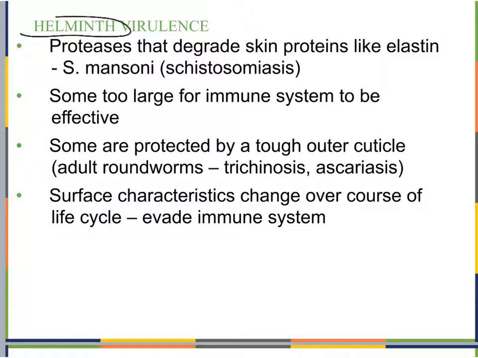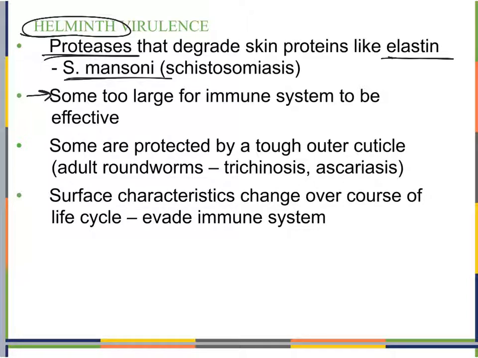So then if we look at some helminth virulence factors, again, we see similar things like proteases. So proteases that are going to degrade skin proteins like elastin, so elastase. We see this with S. mansoni. So when the helminth is in the body, it's going to attach onto the skin, meaning on the outside of the body, or even in our mucosal membranes. And then it'll start to degrade the elastin. So again, that's part of our connective tissue. So it can degrade the elastin so that it can get into the body.